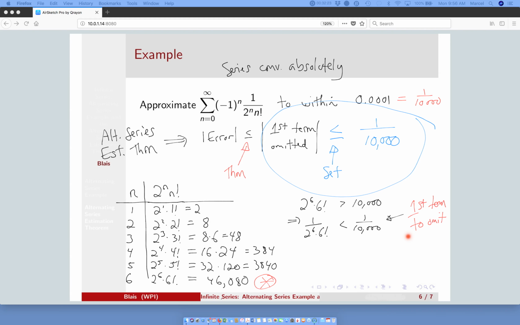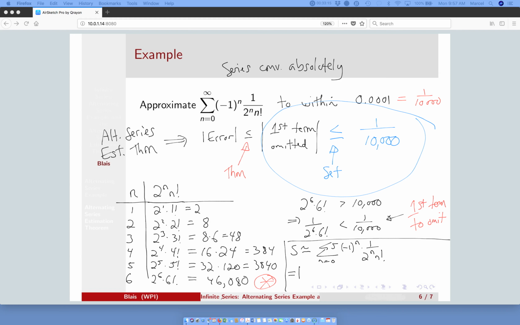If we omit this first term, the sum is approximated by summing from n equals 0 to n equals 5 of minus 1 to the n times 1 over 2 to the n factorial. Which, if we write it out, we left out n equals 0. Notice the sum does start at 0. When n is 0, we get minus 1 to the 0, which is 1, over 1. 2 to the 0 is 1. 0 factorial is defined as 1, so the first term is 1.